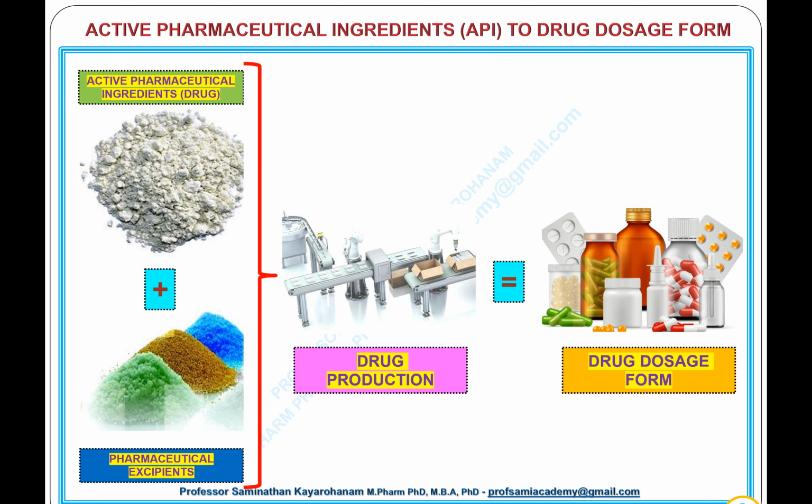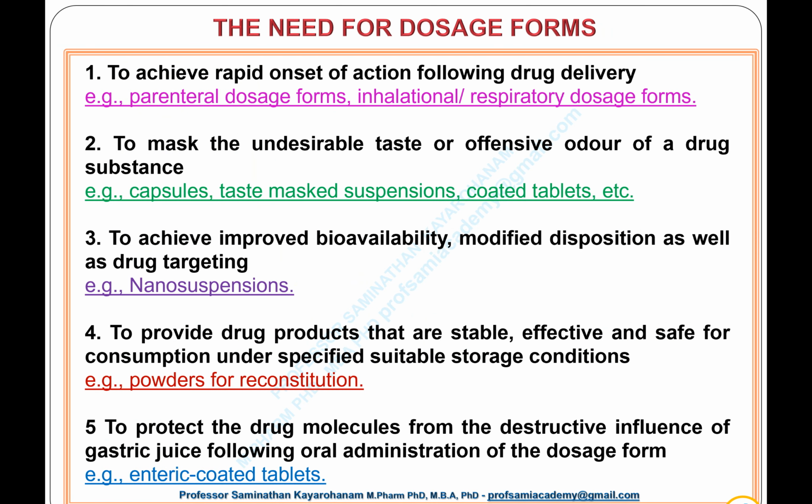Active pharmaceutical ingredients, API, known as the drug, are mixed with pharmaceutical excipients to undergo drug production to produce the dosage form. The various forms of drug dosage forms are designed based on the different types of excipients and methods of drug production. Next slide, the need for dosage forms.